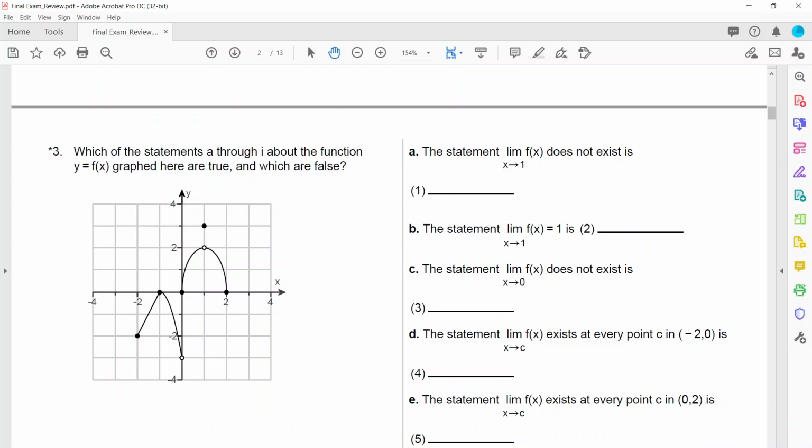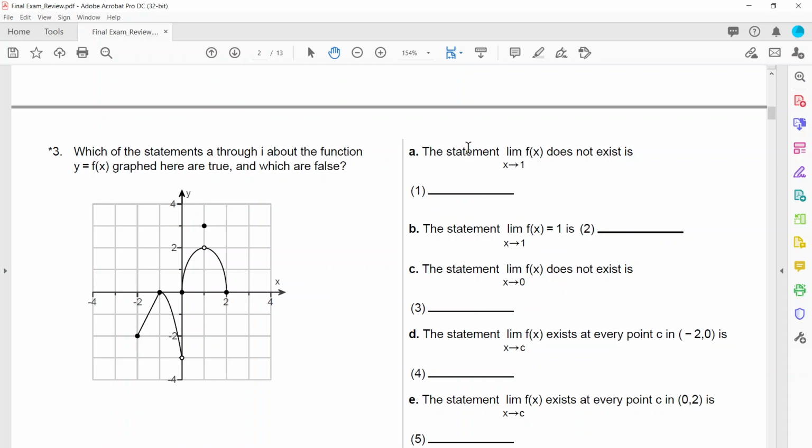Problem 3. Which of the statements A through I about the function y equal f of x graphed here are true and which are false? There are some statements given here. We need to find out which one is true and which one is false. Look at the graph here. Let's go to the first one.